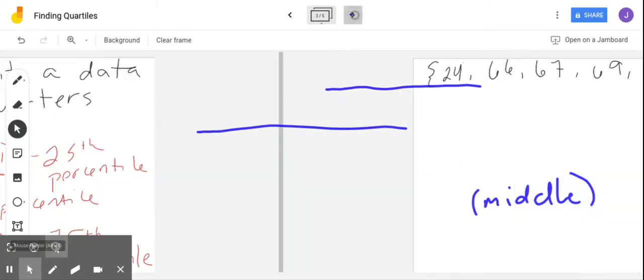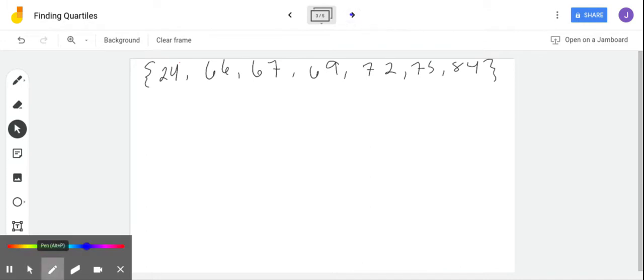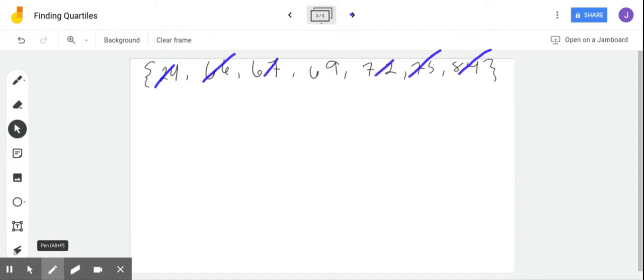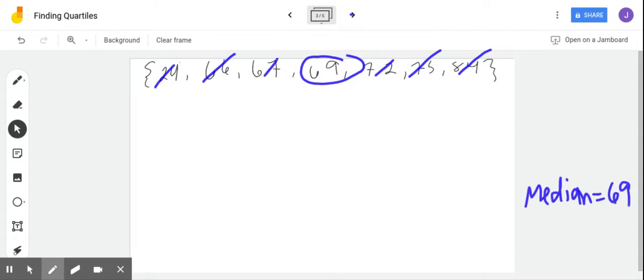So let's do an example on how to find each of these. We're going to find the lower quartile, the median, and the upper quartile of this data set. First, it's easiest to start with the median. We find the median by finding the middle. These numbers were already in order from least to greatest, so I'm able to just cross one off on each side. So the median in this case is 69.